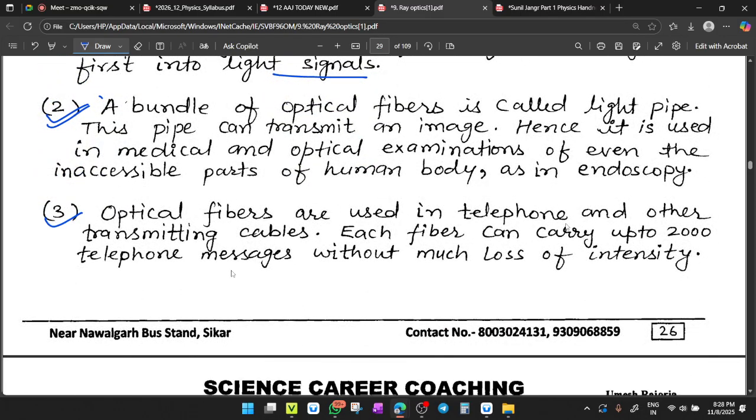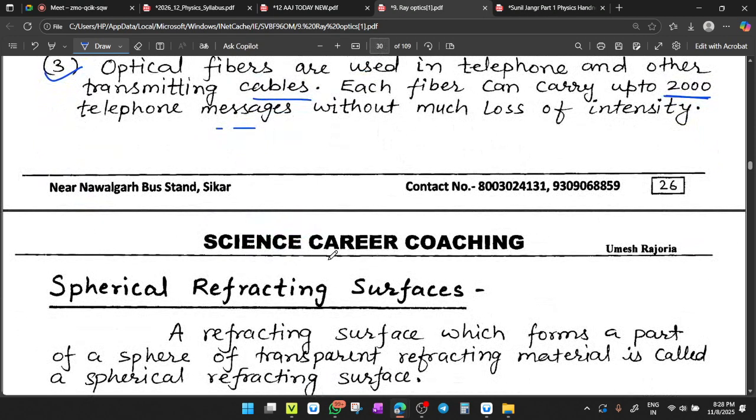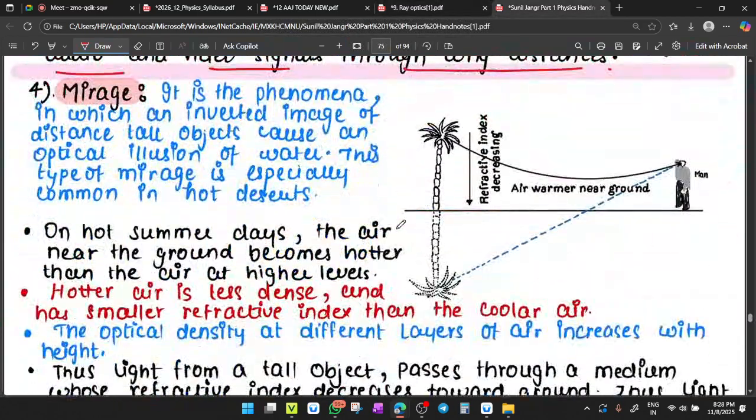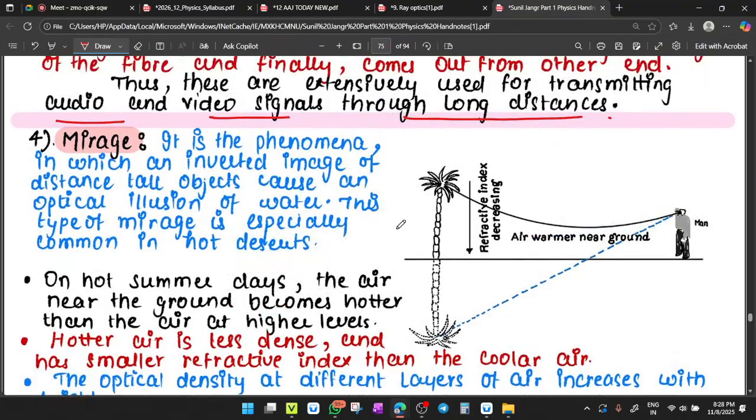Optical fibers are used in telephone and other transmitting cables. Each fiber can carry up to 2000 telephone messages without much loss of intensity. So this is complete about optical fiber communications. Now we are talking about mirage. What is a mirage? Mirage means a kind of illusion.